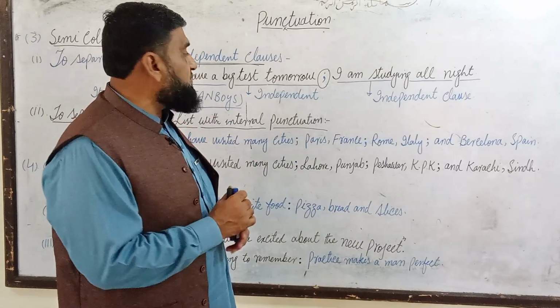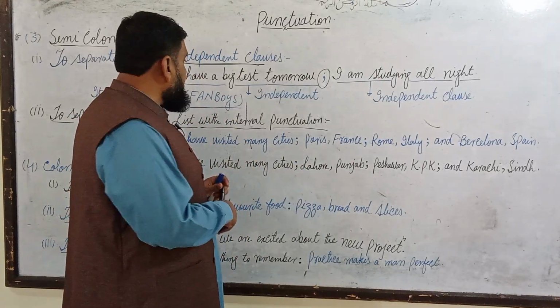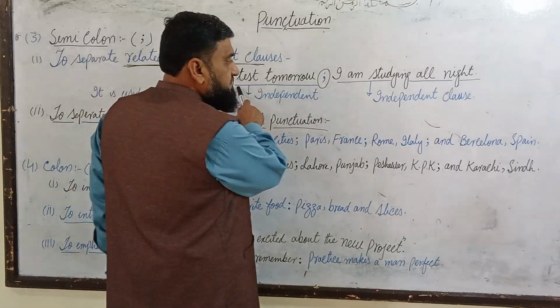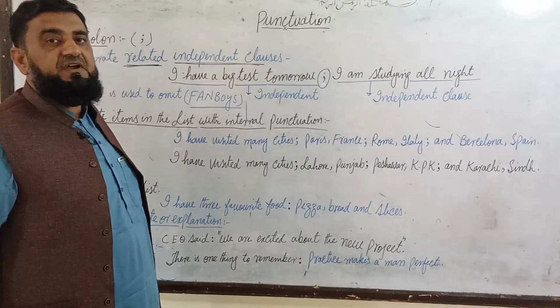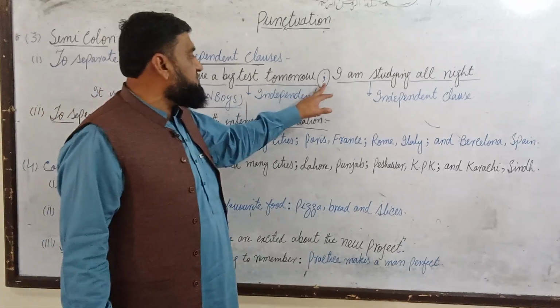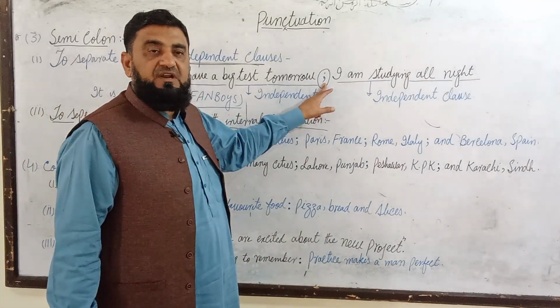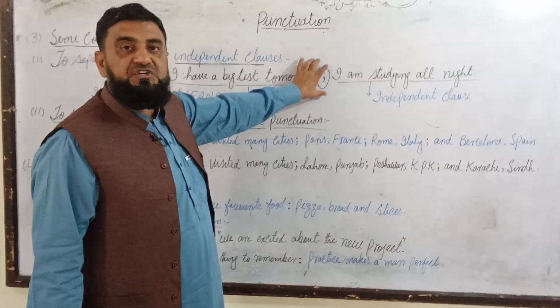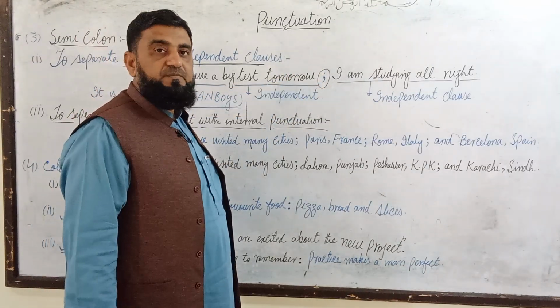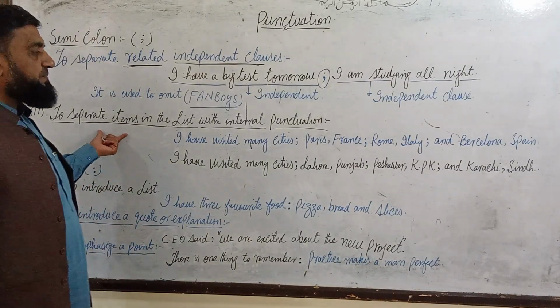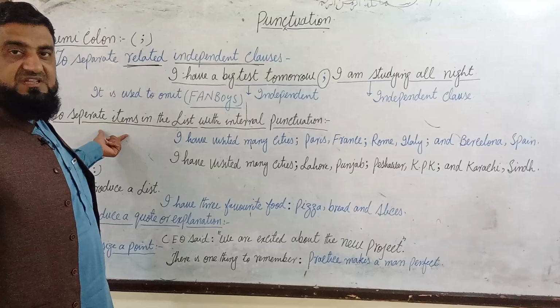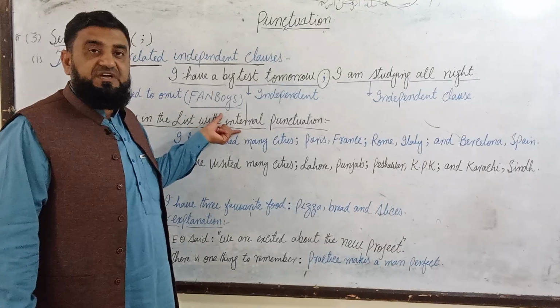So, be attentive towards the clause structure: one must be independent, another must be independent. Both sentences will be independent and we will use a semicolon in between. So, this is the first usage of the semicolon. Now, we are going toward the second usage. We are going to separate items within a list with internal punctuation.